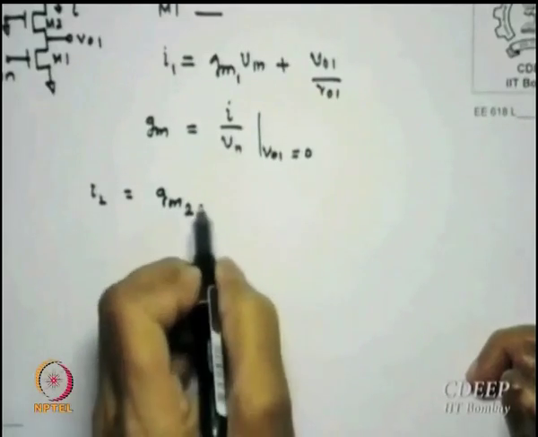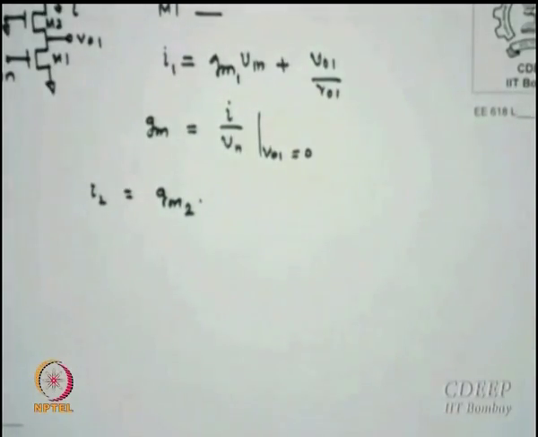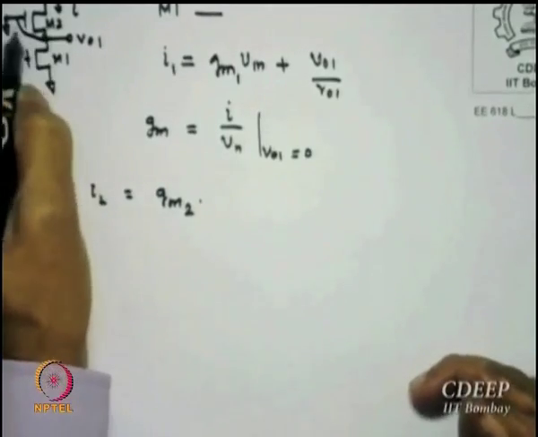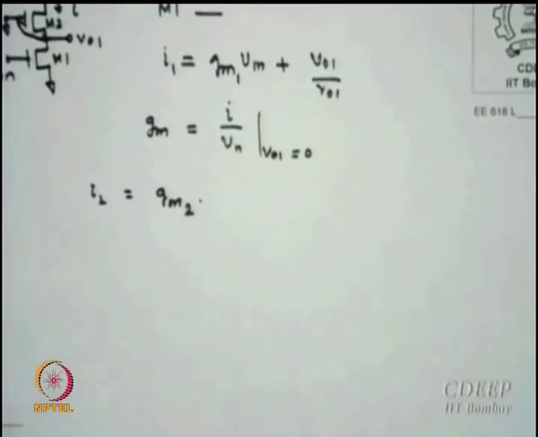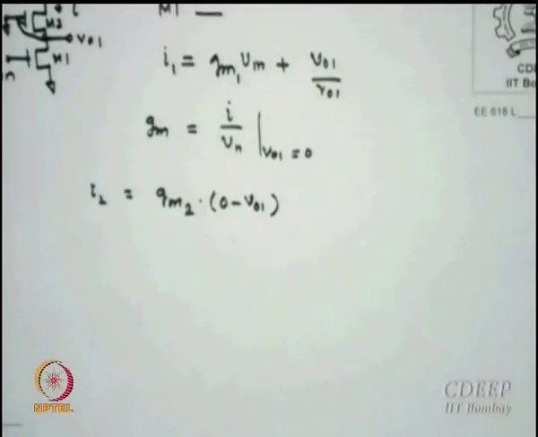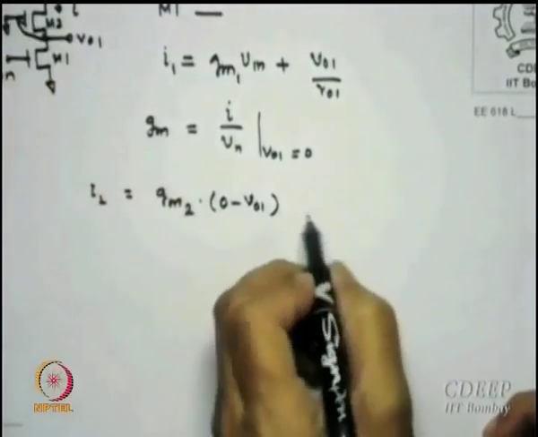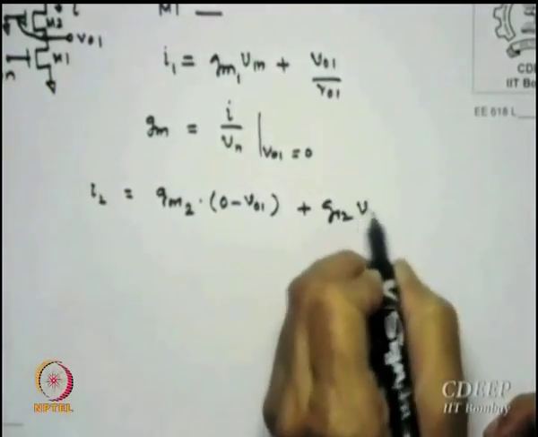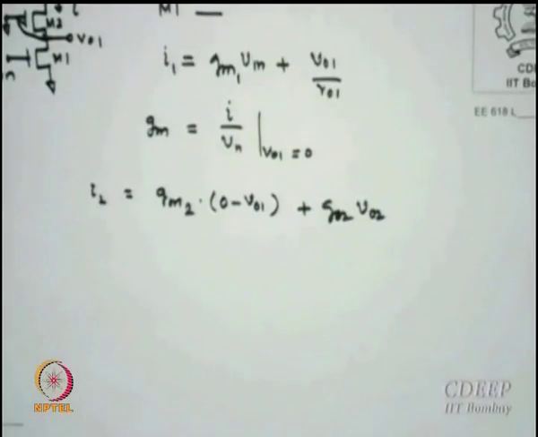gm2 into how much? No, no, just think of it. How much is VGS there? Please remember the VGS for this is this. So, 0 minus vo1 is the VGS for that. So, 0 minus vo1. Is that okay? What is the current in this? Plus go2 into vo2. Is that clear? Is it okay? So, now I figure out.